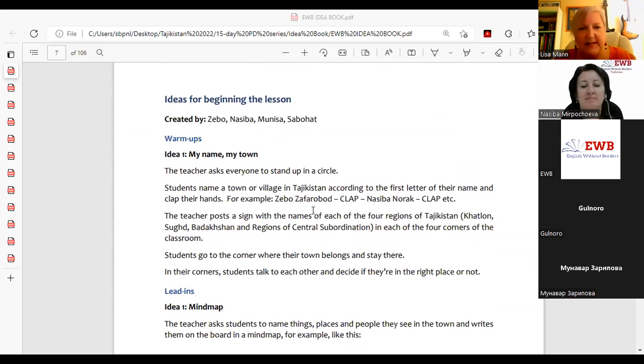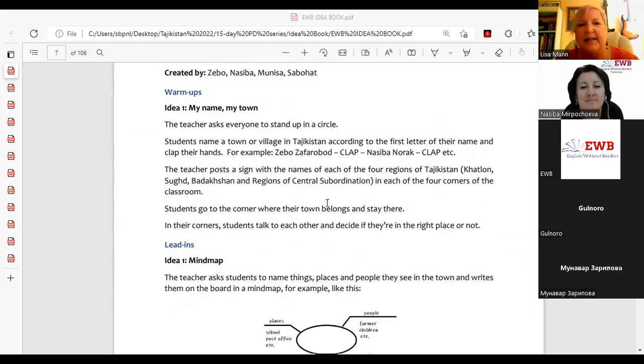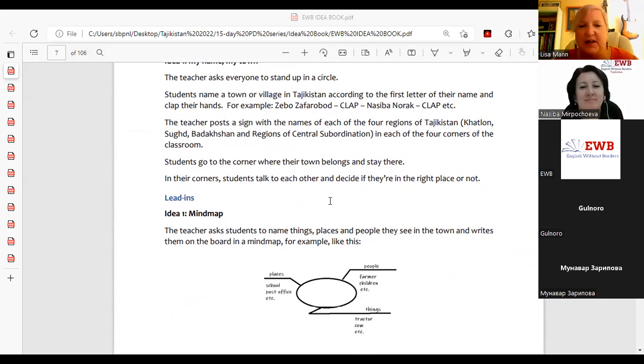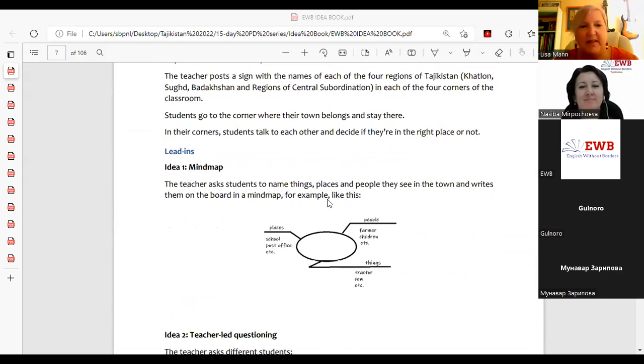Each of the lessons in this idea book then has a section on ideas for beginning the lesson with warm-ups and lead-ins. And these are super creative. They're just wonderful, really. And again, although this is pretty specific to Tajikistan, you obviously can change it to your own context.